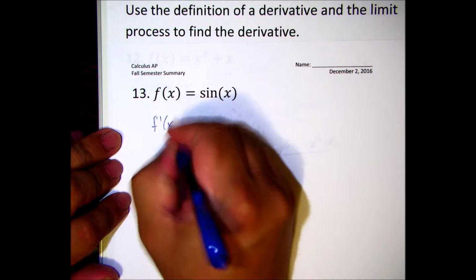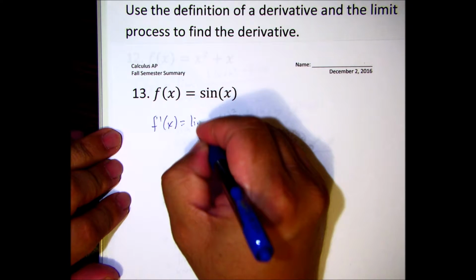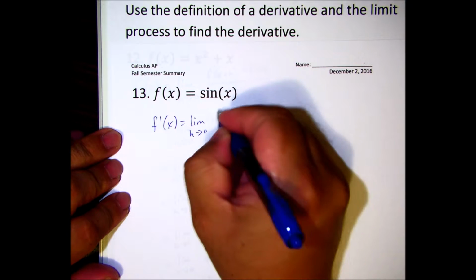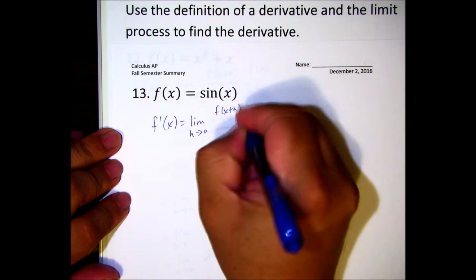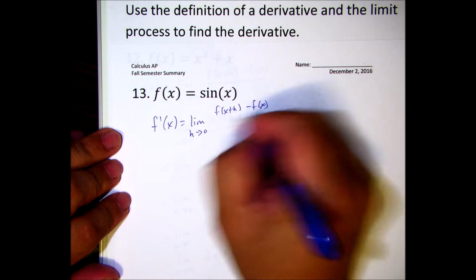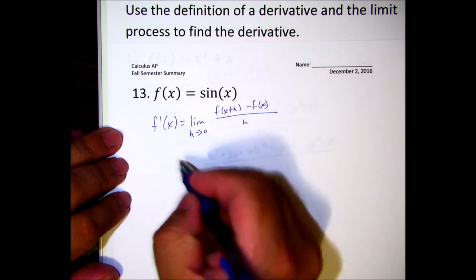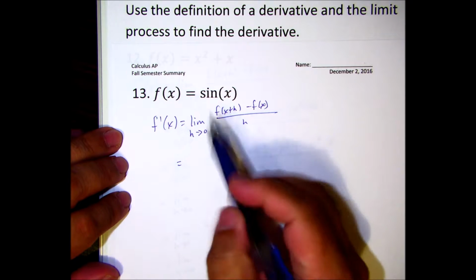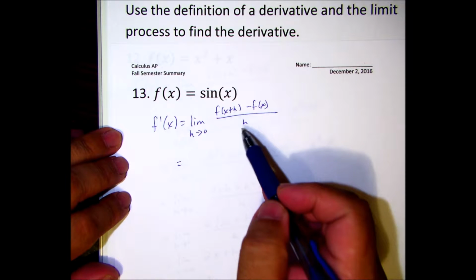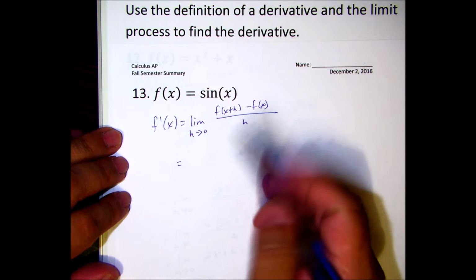So f prime of x. I'm writing the definition of a derivative first. So that's the limit as h goes to 0 of f of x plus h minus f of x over h. Some books have delta x. In fact, our textbook has delta x, but I prefer to write the letter h.